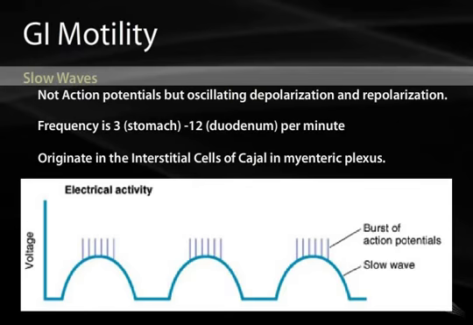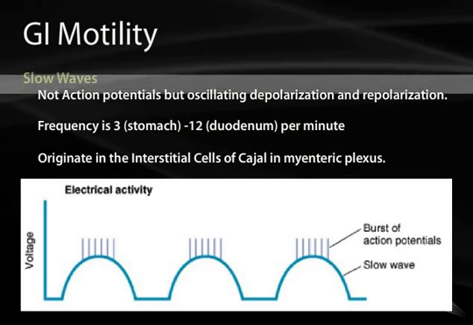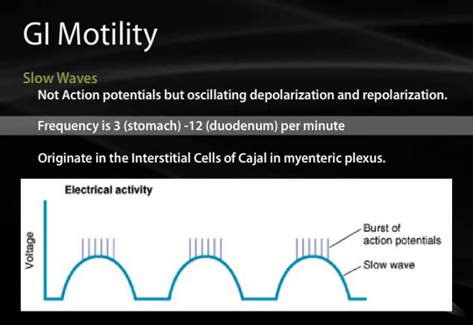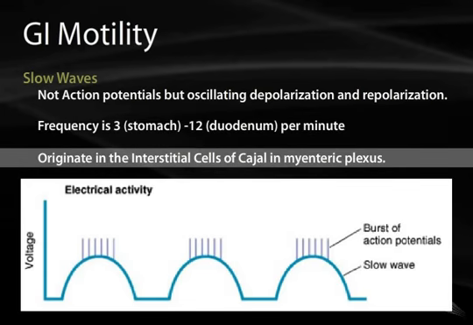GI motility is characterized by different types of waves. The slow wave is not characterized by action potentials, but by oscillating depolarizations and repolarizations. The frequency varies along the GI tract and can be as few as 3 per minute in the stomach to 12 per minute in the duodenum. They originate in the interstitial cells of Cajal in the myenteric plexus. These cells essentially act as a pacemaker in the myenteric plexus, resulting in initiation of these slow waves.